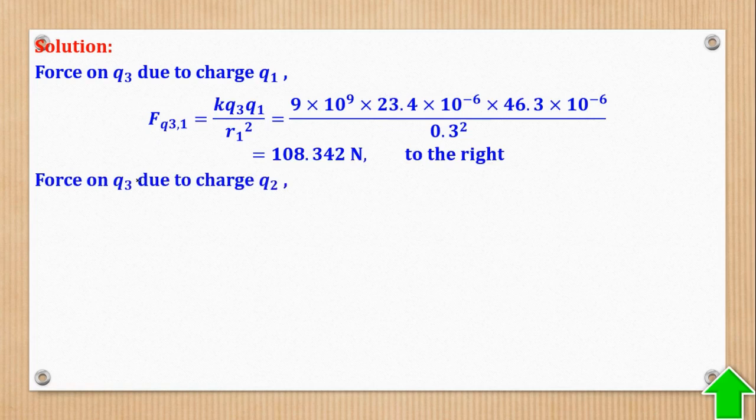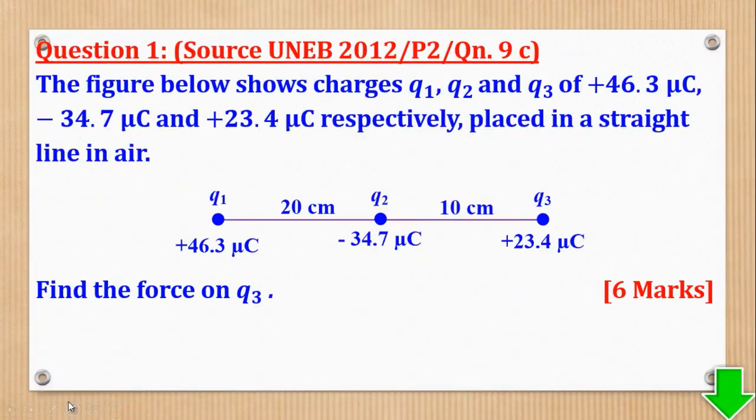Then next I'll go to force on Q3 due to charge Q2. So if you go back to our diagram, there is this. So this is Q3 and there will be a force due to charge Q2. So in this case, the separation is 10 centimeters, which is 0.1 meter. And also realize that these are opposite charges, meaning there will be attraction. Therefore, the force will act in that direction, which is to the left.